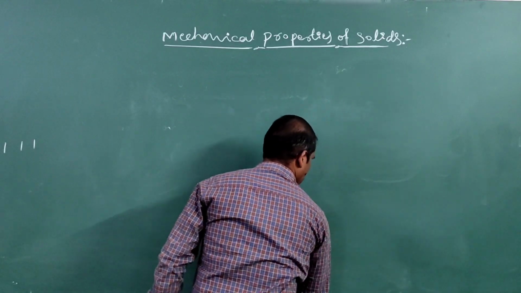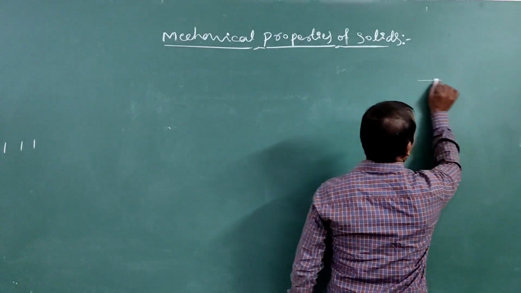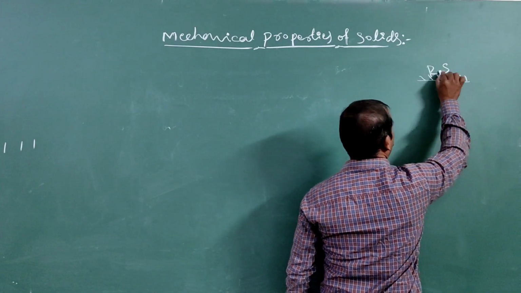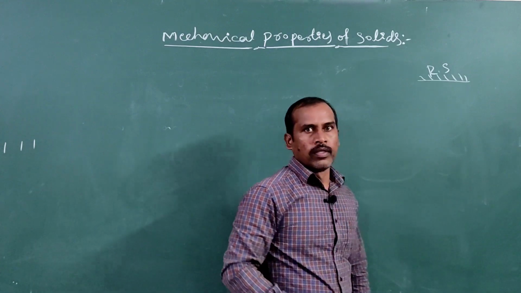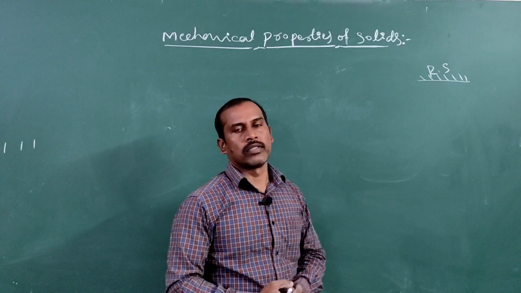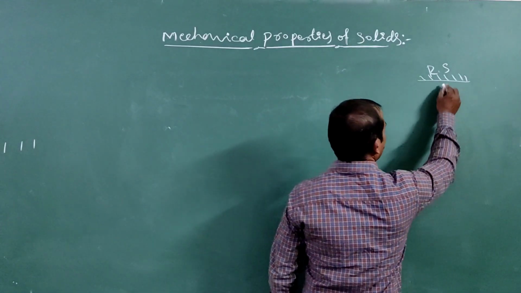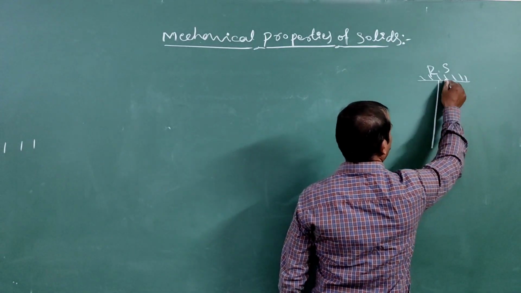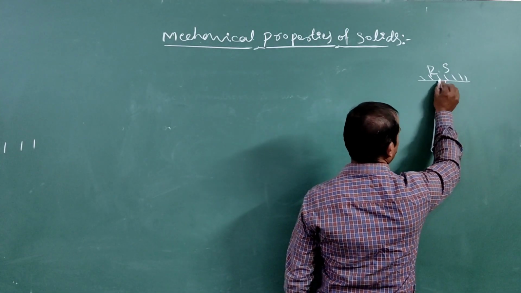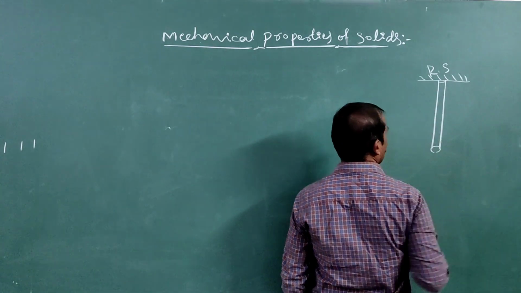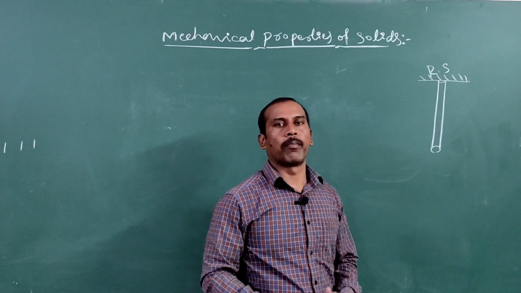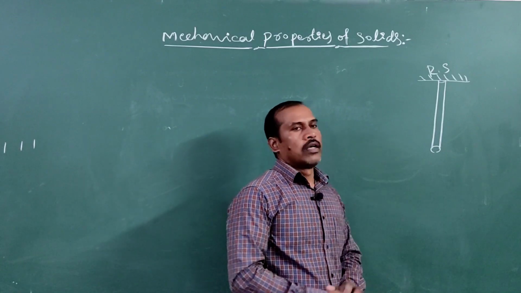Here first of all, a rigid support. RS is a rigid support. The string is suspended from the rigid support. This is the string. One end is fixed to the rigid support. At the other end, some weight or applied force is loaded.